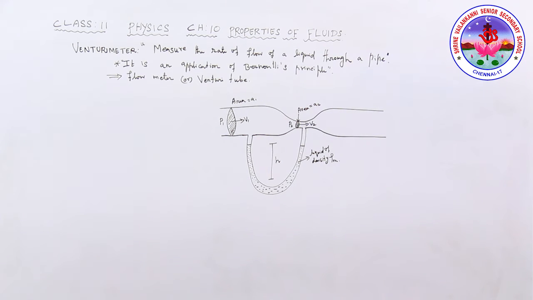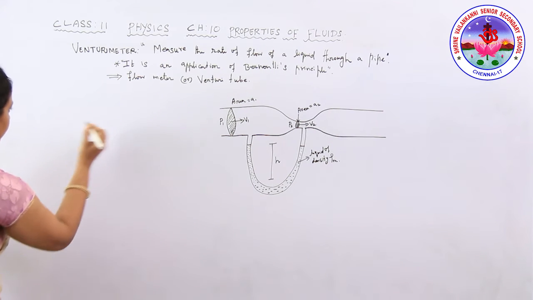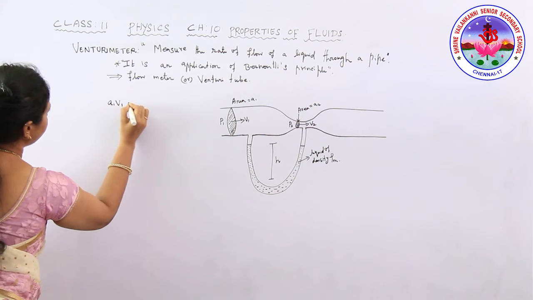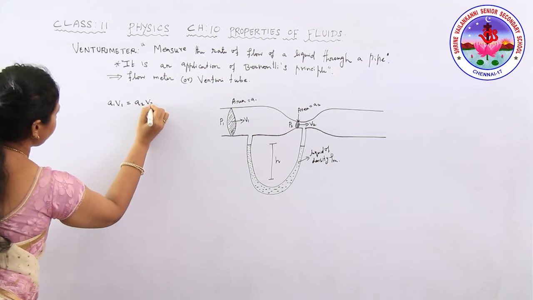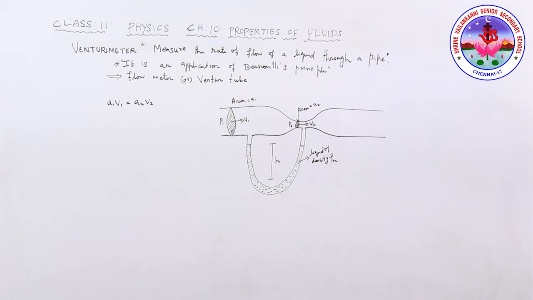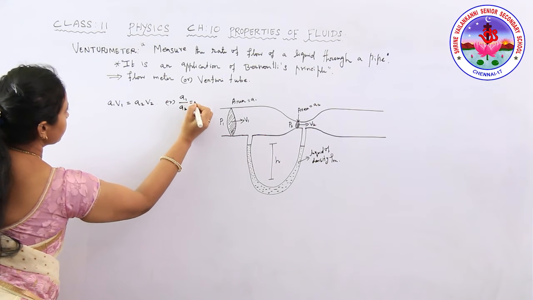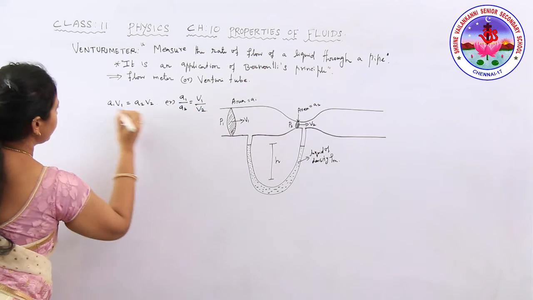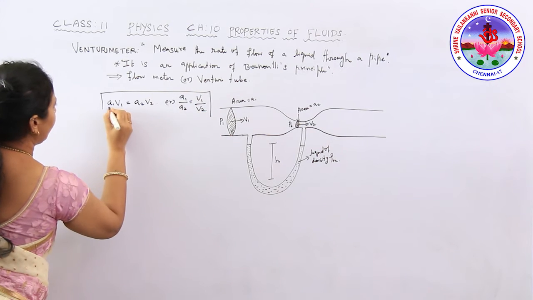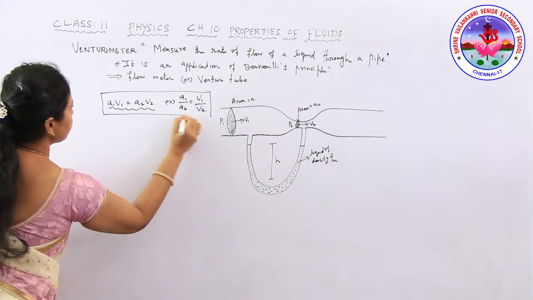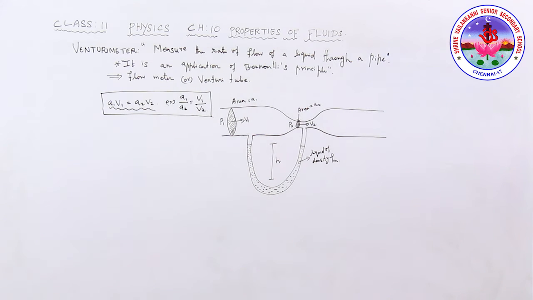Right. By the equation of continuity, you know that very well. What is the equation of continuity? A1 V1 equals A2 V2. Or we can write this equation as A1 by A2 equals V1 by V2. This format is equivalent to that one. This is the equation of continuity, which we have taken from Bernoulli's principle.